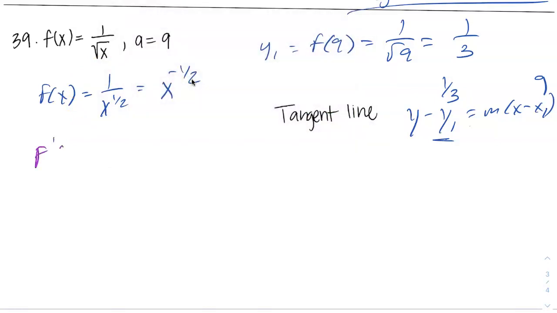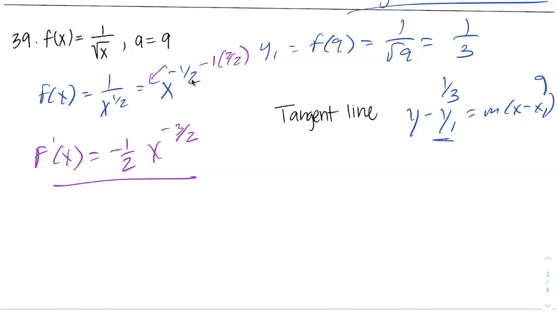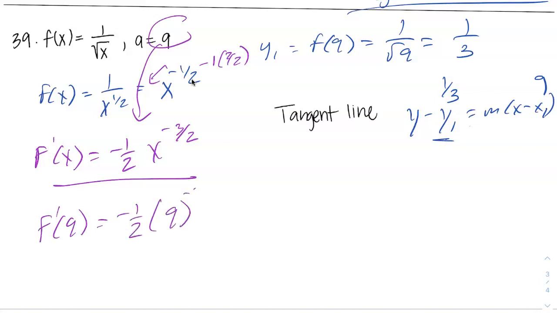f prime of x, bring that down, subtract 1 off. Negative 1/2 x, common denominator, to the negative 3/2. So that's my derivative. Now we gotta sub in 9. So f prime of 9 equals negative 1/2 times 9 to the negative 3/2. Now don't forget about that. We just got to simplify this, right?